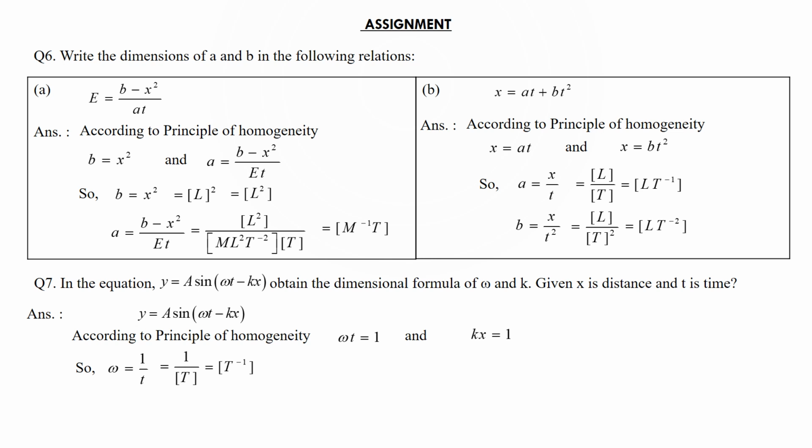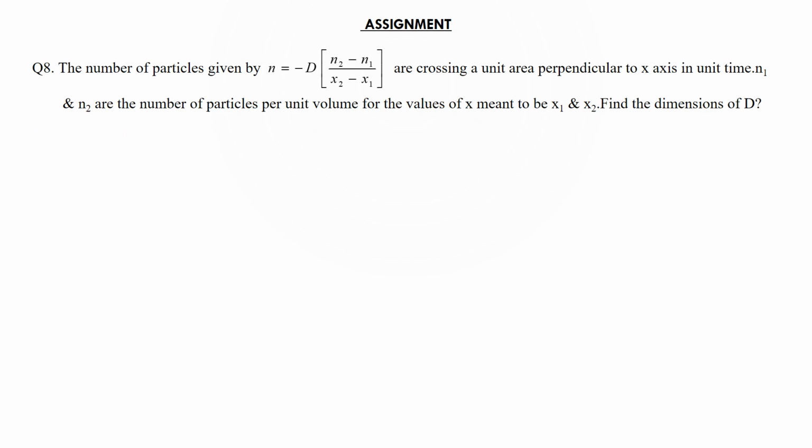So what can I say? Omega is 1 by t, which is T minus 1. Okay, and k equal to 1 by x, that is 1 by L, that is L minus 1. Okay, let's move to this one.